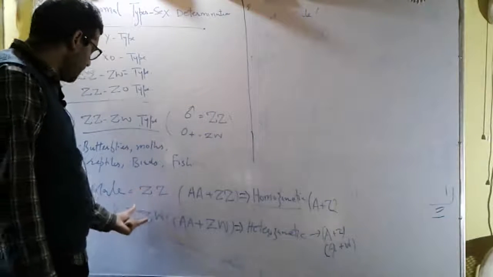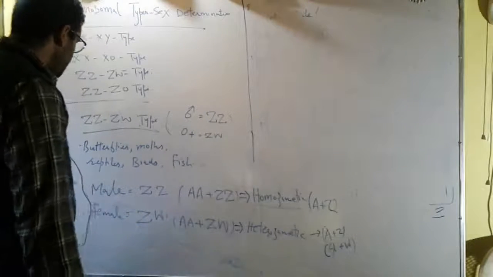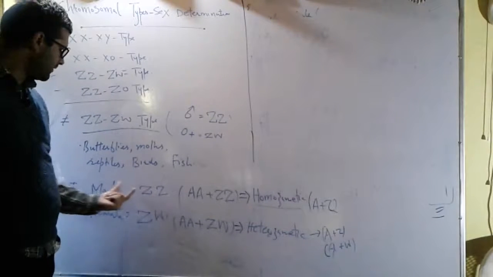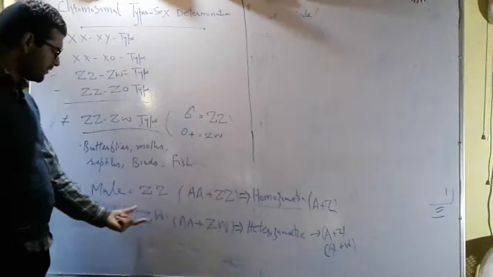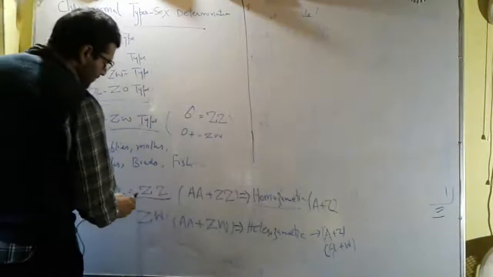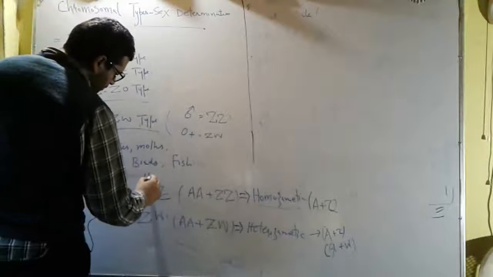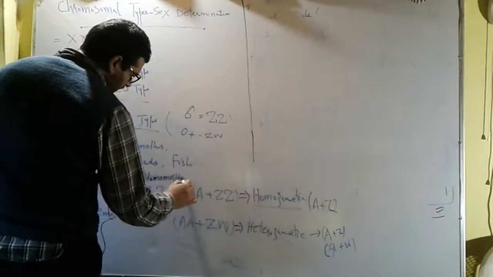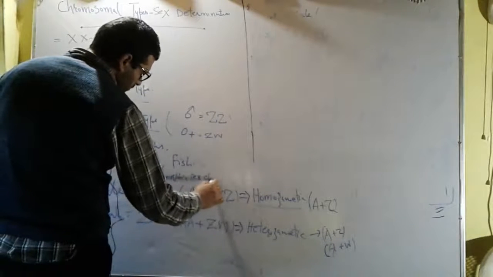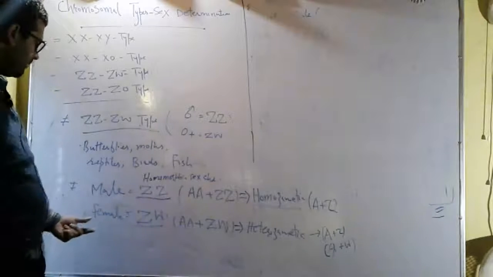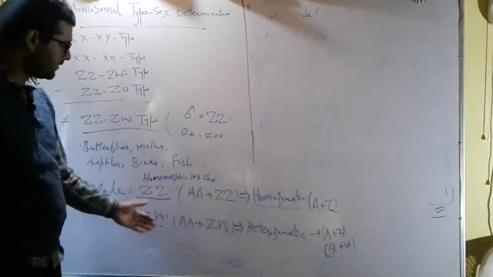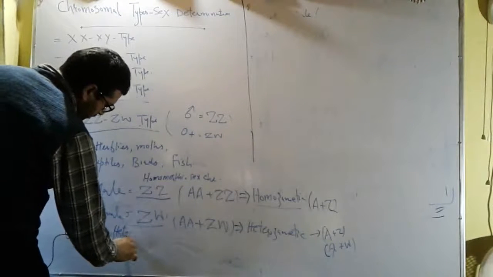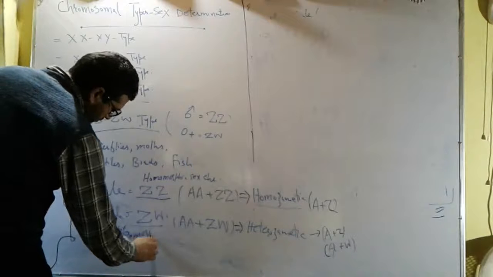In case of males the sex chromosomes are homomorphic, and in case of females, sex chromosomes are heteromorphic, because in males both sex chromosomes are similar, that is ZZ. This condition where 2 sex chromosomes are similar is called homomorphic sex chromosomes. And here we have 2 different sex chromosomes in females, one is Z, another is W. That is called heteromorphic sex chromosomes.